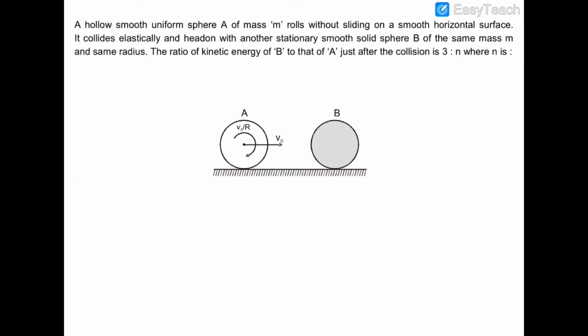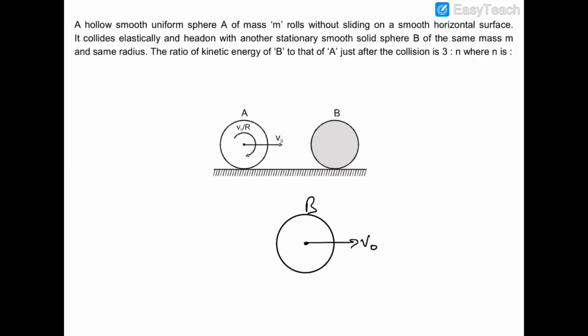Now we have to find out the ratio of kinetic energy of B to the kinetic energy of A just after the collision. Just after the collision, we know that when equal masses collide elastically, their velocities get interchanged. Therefore, after the collision, the velocity of sphere B would be v naught, and there would be no friction acting on this sphere B. Therefore it would be only translating with velocity v naught always.